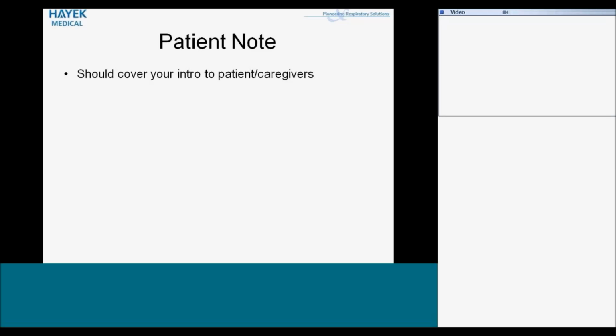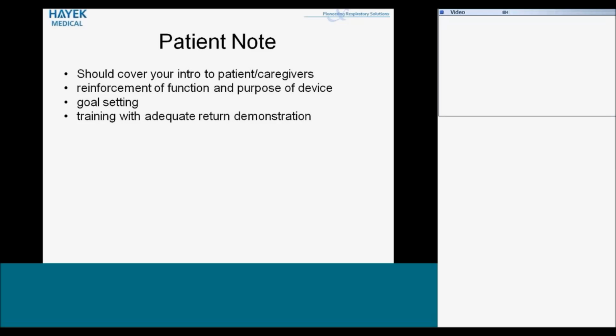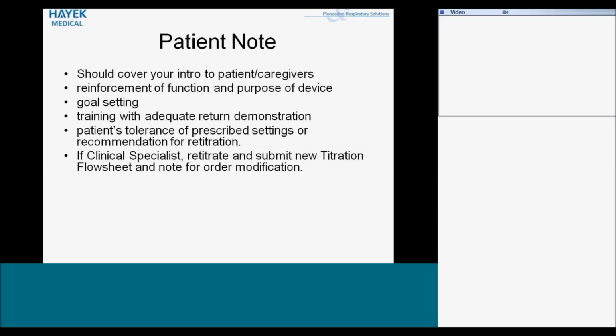Okay, and then we're going to have a progress note. I often do this after the fact. I like to do as much electronically as I can, but you can handwrite it. But your progress note should cover your introduction to the patient and caregivers, the fact that you reinforce the function and the purpose of the device, that you set goals with the patient and family, that you train them with adequate return of demonstration, that they tolerated the prescribed settings or your recommendation for retitration.